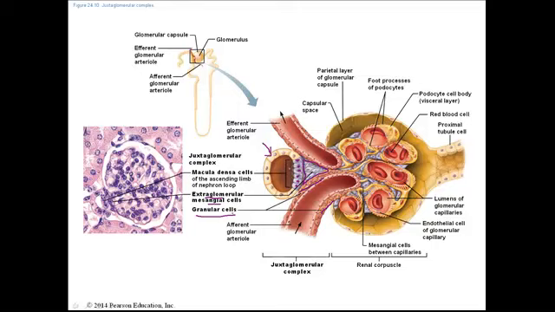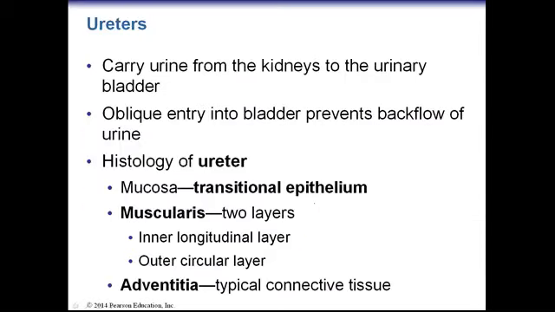This is the juxtaglomerular complex. So it contains the afferent and efferent arterioles, and then all of these cells here. So you can see it on a scanning electron micrograph here. Okay, I hope that's clear.